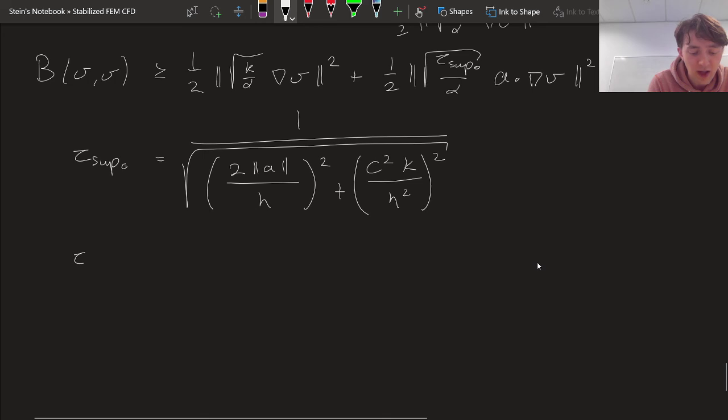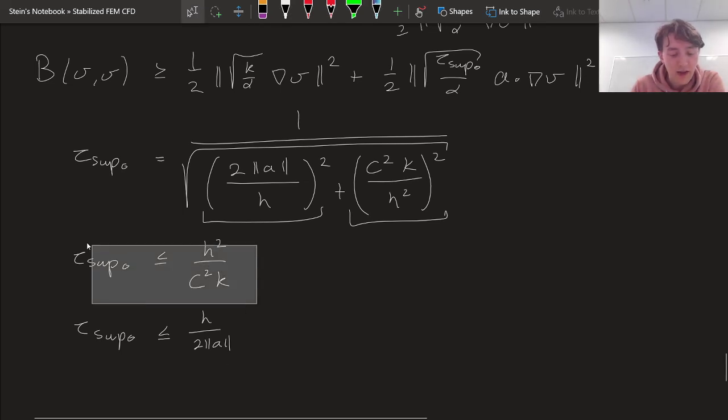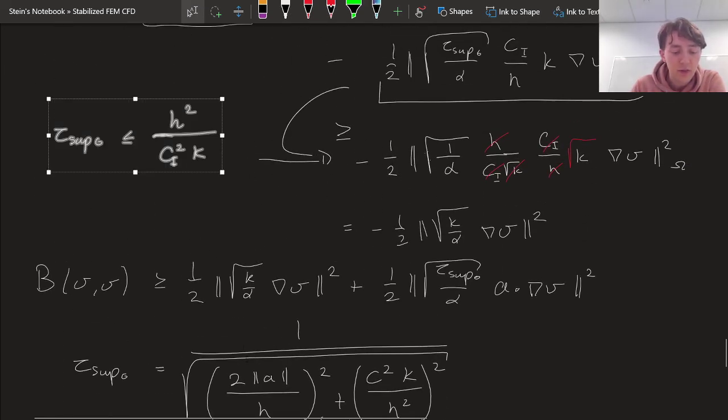In particular, this means that tau SUPG is going to be smaller than or equal to either one of these expressions. This construction is such that it is bound from above by 1 divided by the square root of the square, so we actually get h squared divided by c squared kappa. But additionally tau SUPG is also bound from above by the second one, h divided by 2a. So we have here automatically the bound that we just required.